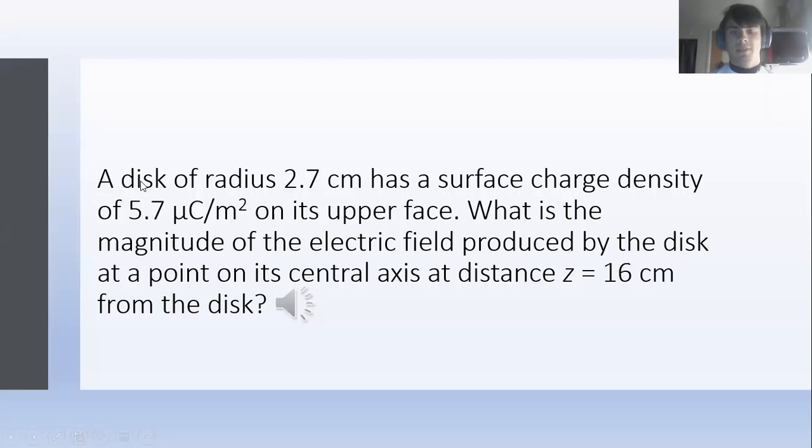The problem reads: you've got a disk of radius 2.7 centimeters that has a surface charge density of 5.7 microcoulombs per meter squared on its upper face. What is the magnitude of the electric field produced by the disk at a point on its central axis at a distance of 16 centimeters from the disk? So it's basically like if you have your disk here, the point is going to be out here, about 16 centimeters.